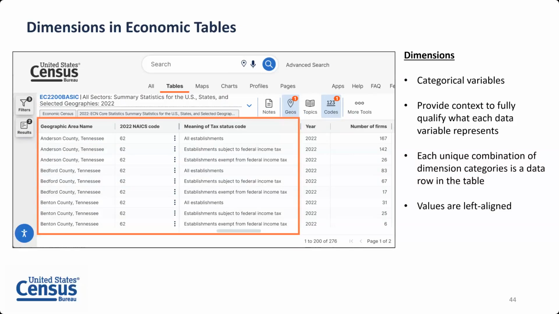So these also will be the first columns that are presented. So you'll see them on the left of the table. The column headers are left aligned. The values are left aligned. And what this essentially means is it's giving you the context for what you're getting data for. So in terms of the table, each unique combination of the categorical variables, these dimensions, is going to give you a data row for the table.